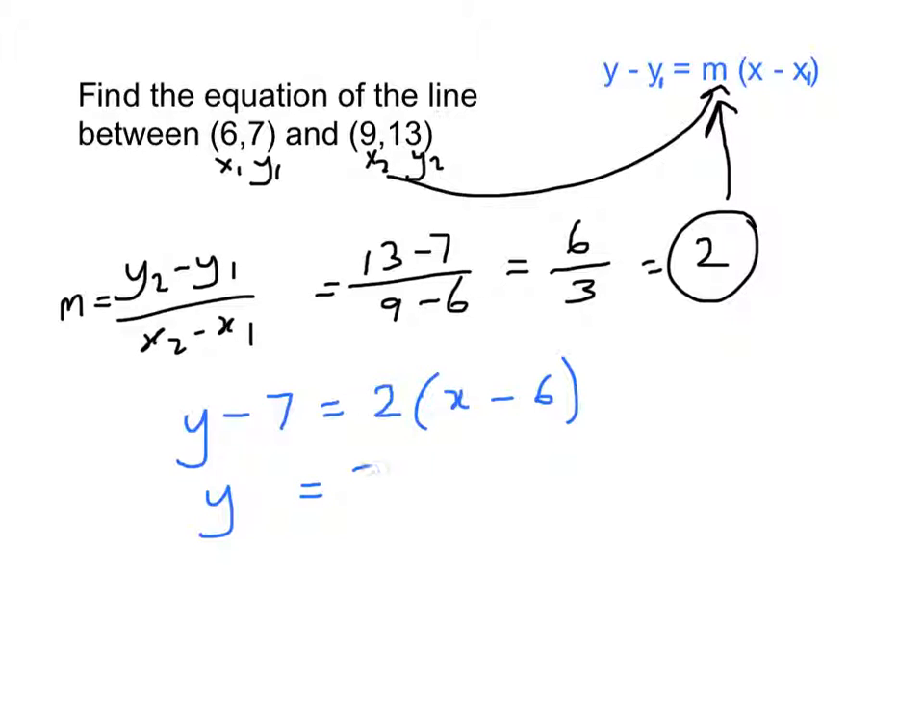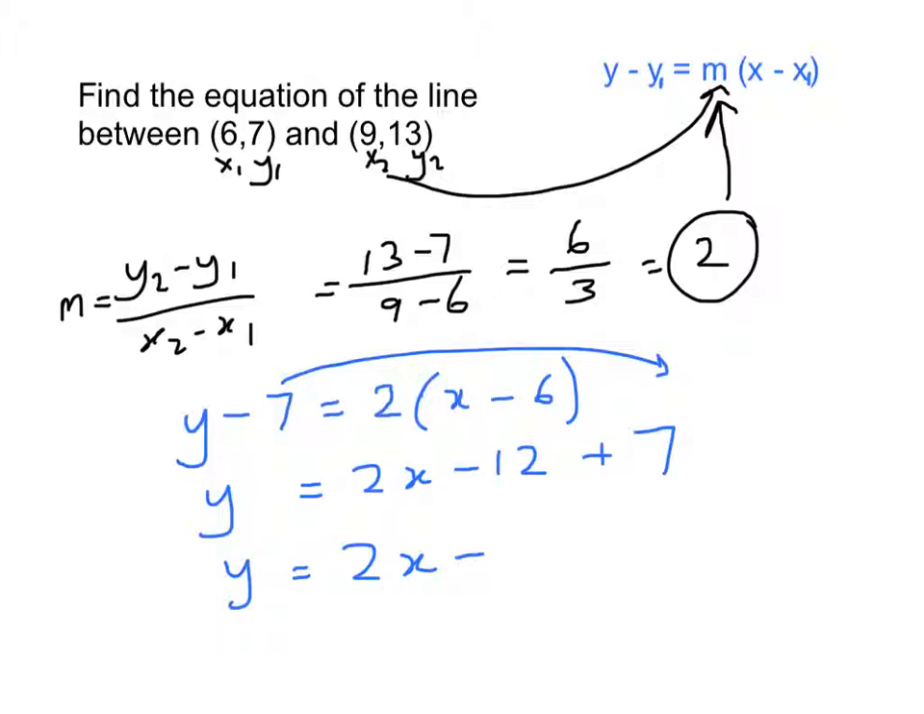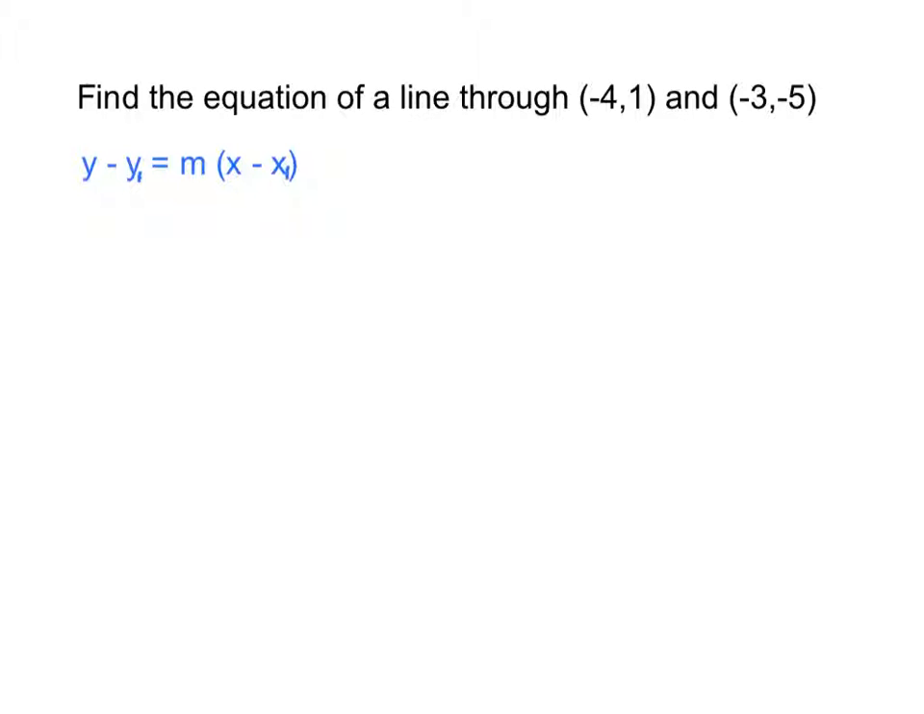Y equals 2x minus 12, and I'll put this plus 7 on the end. Y equals 2x minus 10. Okay. And from here, again, same thing that we're doing here. We've got negative 4, 1, negative 3, negative 5.